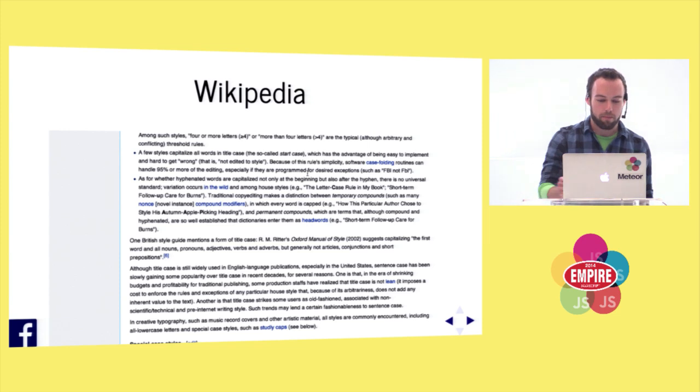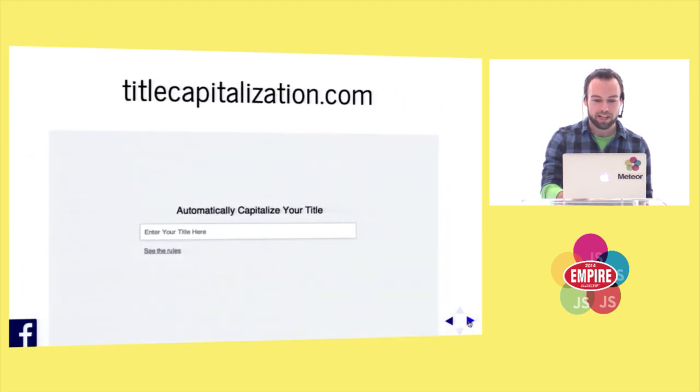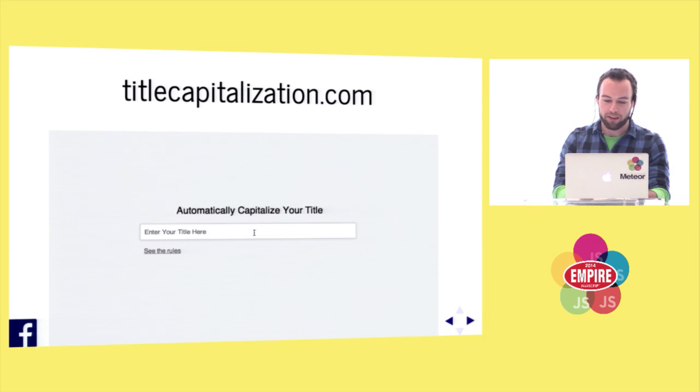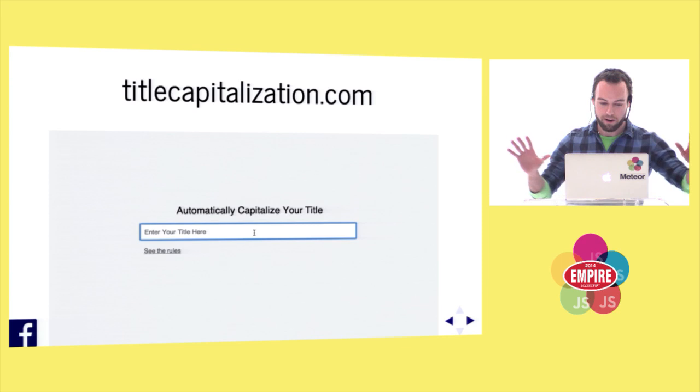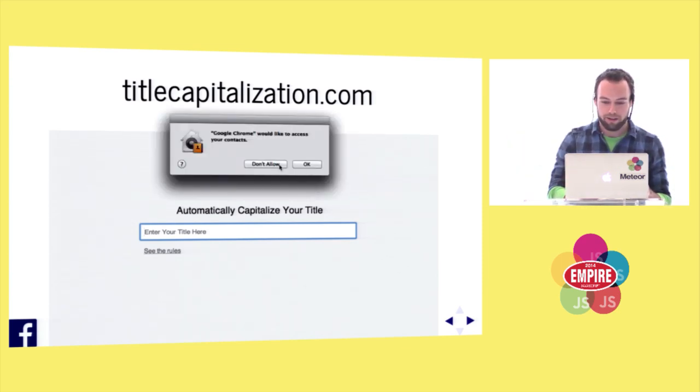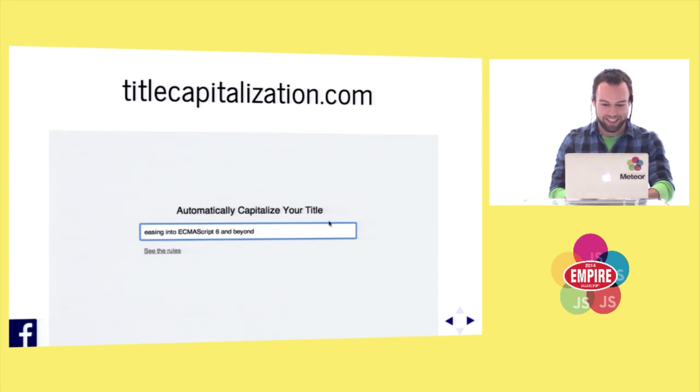So I just about gave up, but then I kept looking throughout the internet and found this other amazing website called titlecapitalization.com. And this eschews all of the explanation behind what it's going to do and just invites you to paste your title into this text field. And it almost happens too quickly, so watch carefully. Oh no, don't allow. What? Okay. Boom. All right. So apparently easing and beyond are supposed to be capitalized, but into and are not.